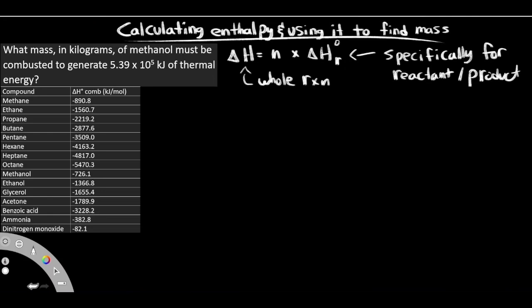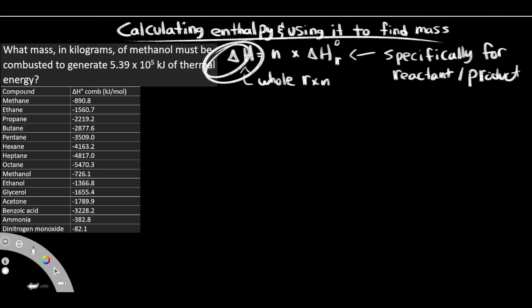Now, how do we solve this question using and implementing this formula? Well, it asks for mass in kilograms, so let's first find grams first, of methanol that must be combusted to generate this much energy. Well, it's in kilojoules, which is good because that is what we need for the energy, because energy is measured in kilojoules and joules. So is this numerical value going to be for this whole reaction enthalpy change, or is it just going to be for the specific reactant or product?